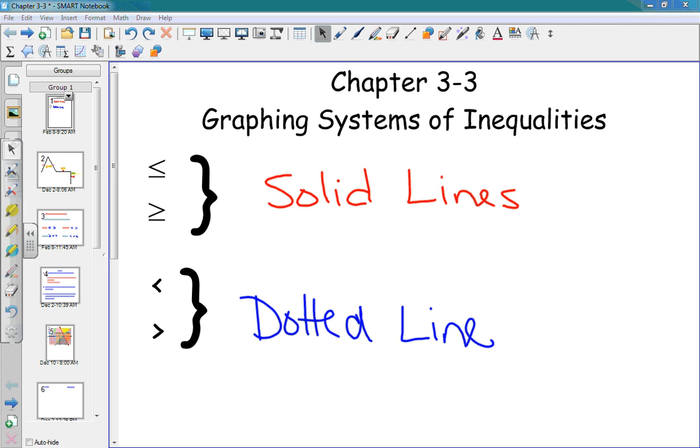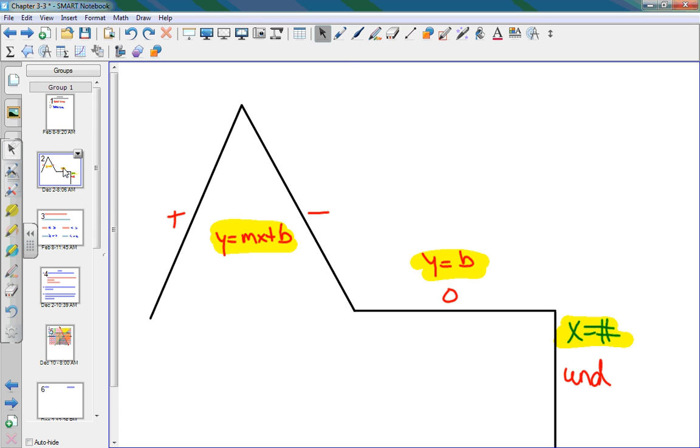Okay? Things you need to remember. Less than or equal to, greater than or equal to is a solid line. Strictly less than, strictly greater than is a dotted line. Yes? Something else you need to remember. I did not put this slide on there. You should draw it on there.